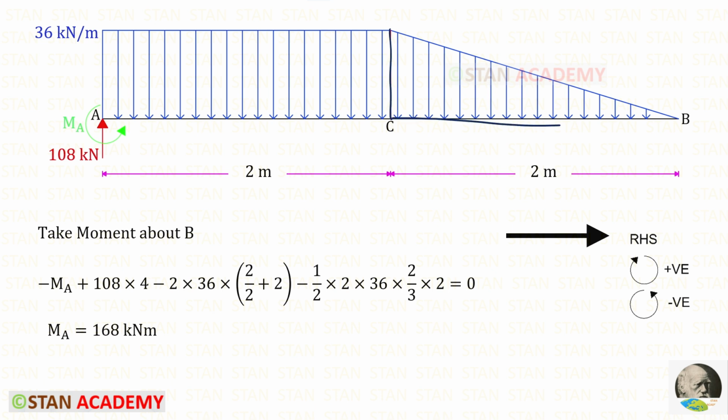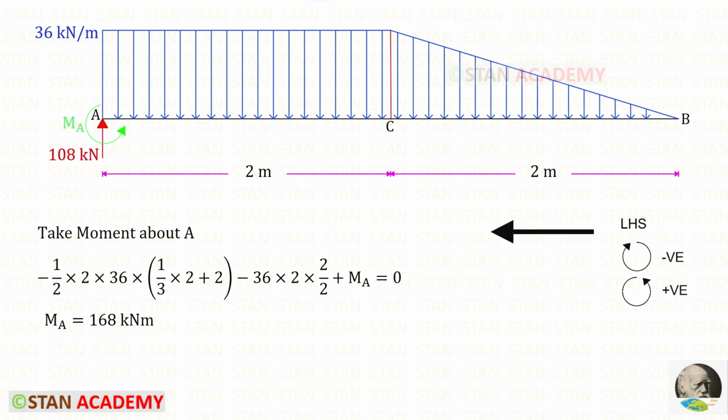Now let us take the triangular portion. The area we have already found. We have to find the centroid distance. For this triangle, the centroid about this point is 2 upon 3 into breadth. Here the breadth is 2. So 2 upon 3 into 2. For MA, we will get 168 kilonewton meter.